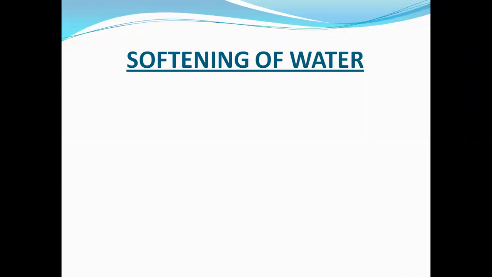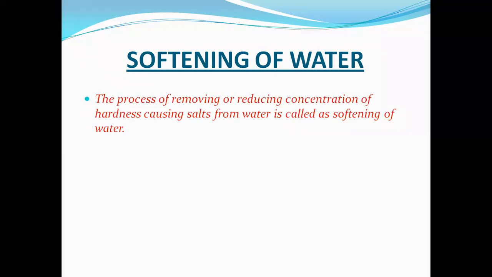Now, as we have determined that there is hardness in the water sample and we cannot use it for certain purposes, what we have to do now is soften that water, so that we can use it for different purposes. So what is this softening of water? It is the process of removing or reducing the concentration of hardness causing salts from water. You know which salts are present in the water sample, so all that hardness causing salts, we have to either remove from the water sample or reduce its concentration.